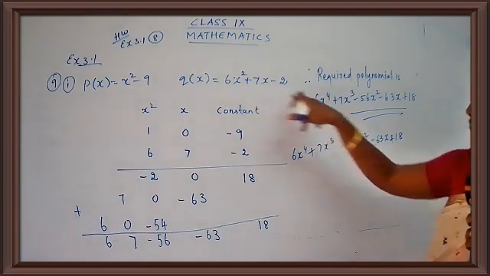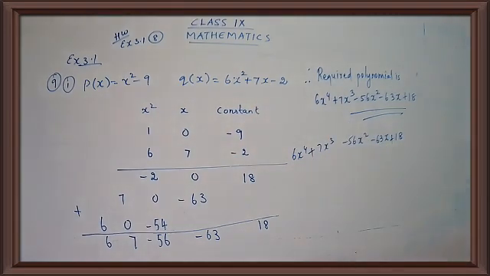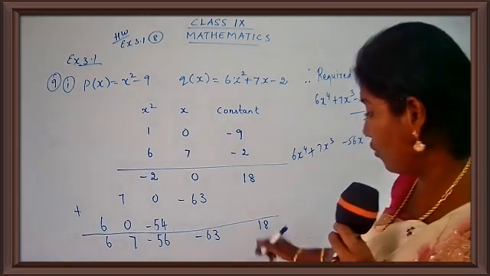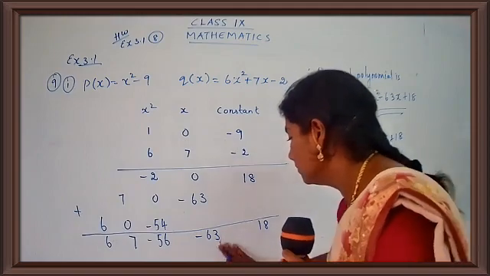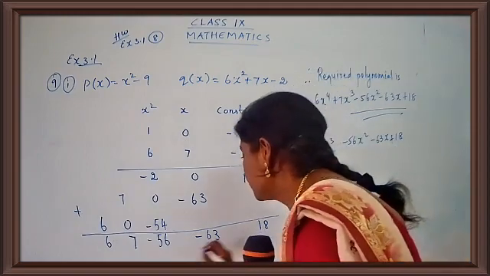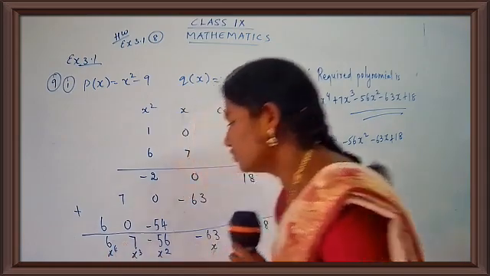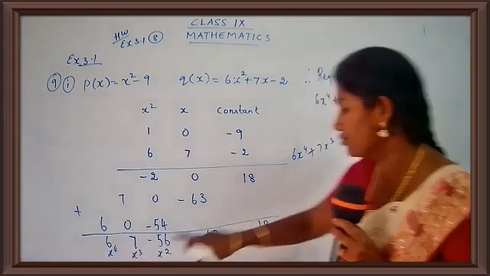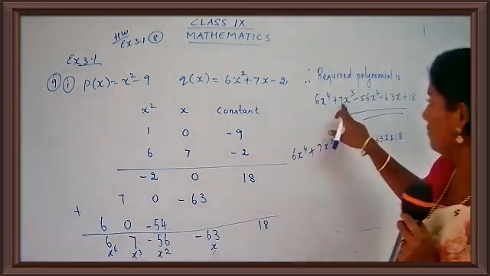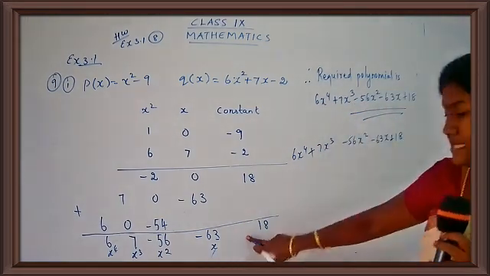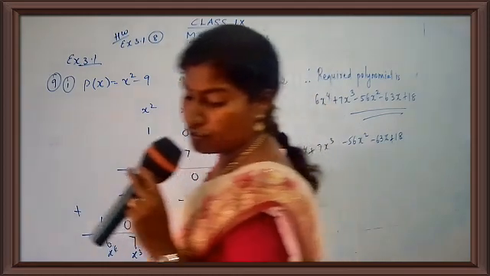So when you multiply this, you get the answer as 6x raised to 4 plus 7x cube minus 56x square minus 63x plus 18. If you want, you can just write down here: this will be x, this is x square, x cube, x raised to 4. So that is easy for us, yes? So 6x raised to 4 plus 7x cube minus 56x square minus 63x plus 18. Are you clear with the answer, children? So we have found the product.